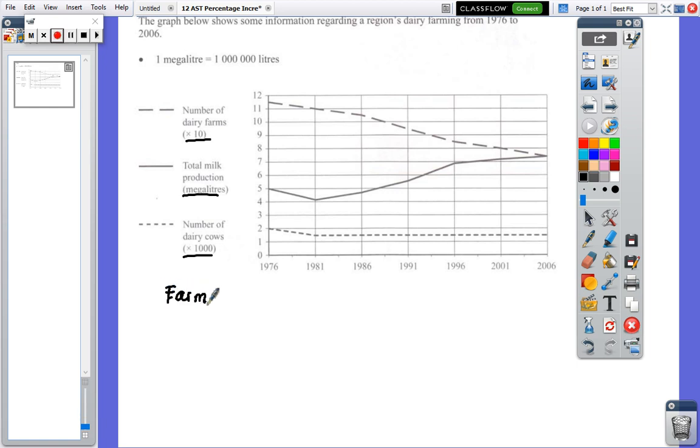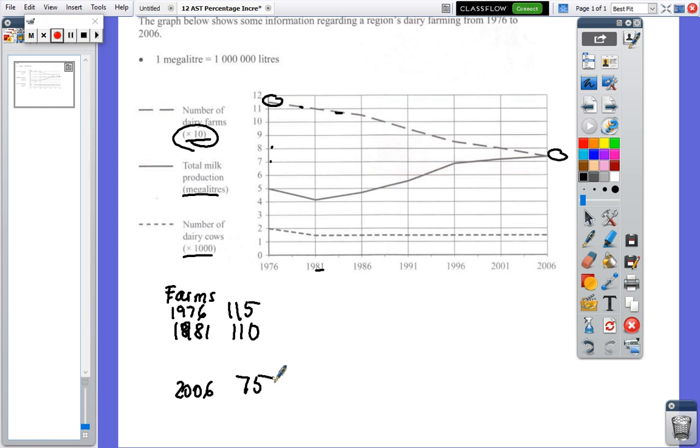So the number of farms in 1976 is halfway between 11 and 12, but because we're multiplying by 10, that gives us 115. In 1981 it's down to 110. Then the line is a pretty steady decrease, so the last number is over here at 2006. It's halfway between 7 and 8, so it's down to 75. So if you're describing it, it's decreased by 5 farms or by 40 farms, but as a percentage, what's happening?